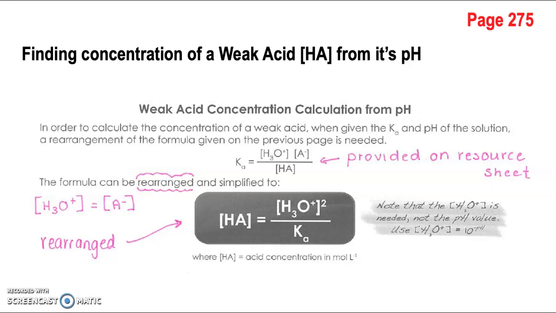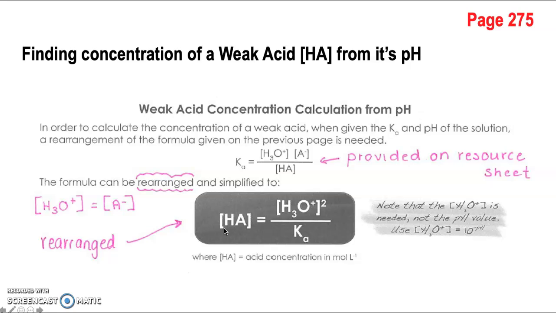This video will show you how to use the pH of a weak acid and find the weak acid's concentration. Once again, we use the Ka expression, which is provided on the resource sheet, and you will need to rearrange it in order to make it subject to the weak acid concentration.